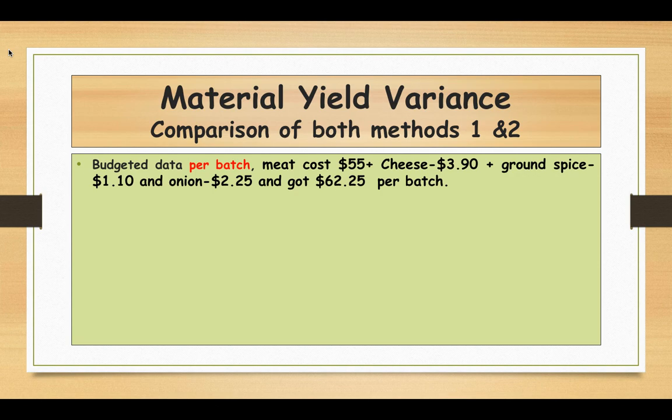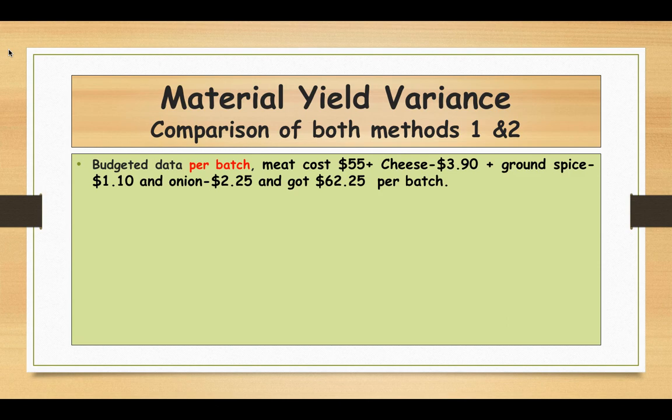Now, we'll compare these two methods. I personally prefer method 1 because for me, this method is more logical. But one thing you must be very careful with this method when you calculate the standard cost per batch or per unit. In this example, if you look at the budgeted data, the question says budgeted data per batch. So I have highlighted the per batch. That's why we have simply added the meat cost of 55 plus the cheese of $3.90 plus the ground spice of $110 plus the onion $225, and we got $62.25.